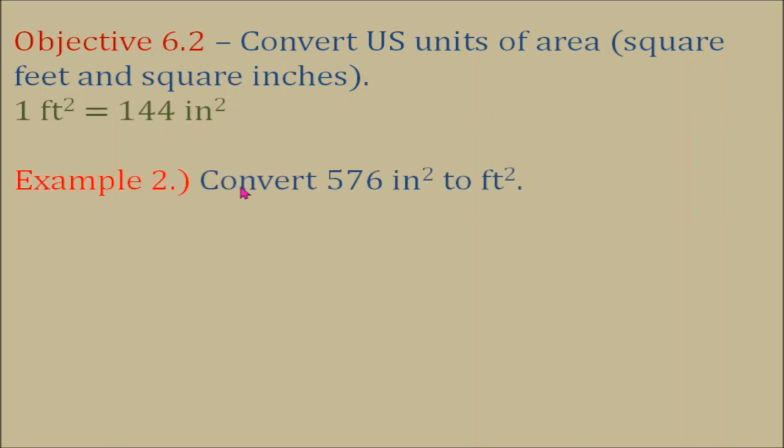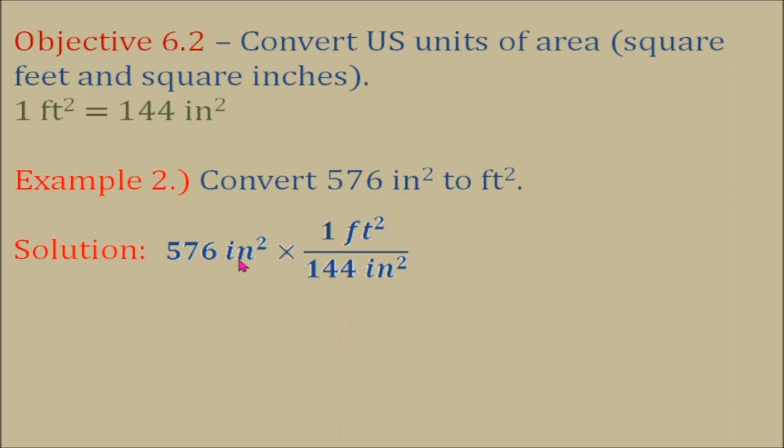Example number 2. Convert 576 inches squared to feet squared. For our solution, we are going to copy down the measurement that we are going to convert. That's 576 inches squared, and multiply it by a conversion factor in fraction form such that the inches squared is on the denominator. So that's 1 foot squared over 144 inches squared. So this inches squared cancels out.